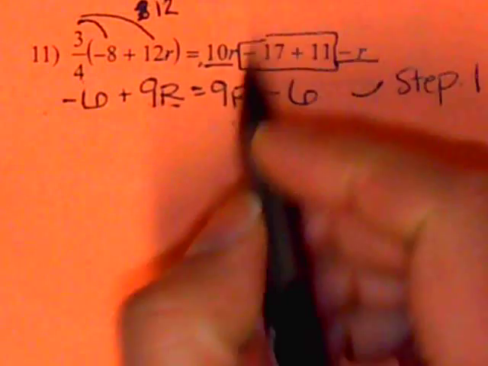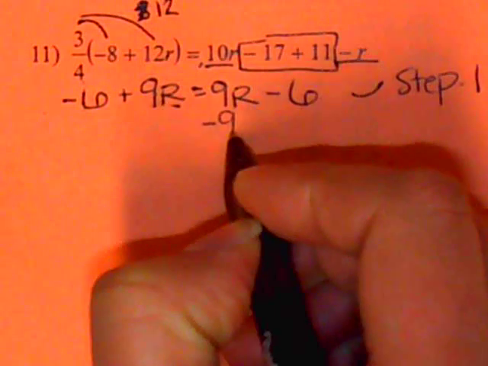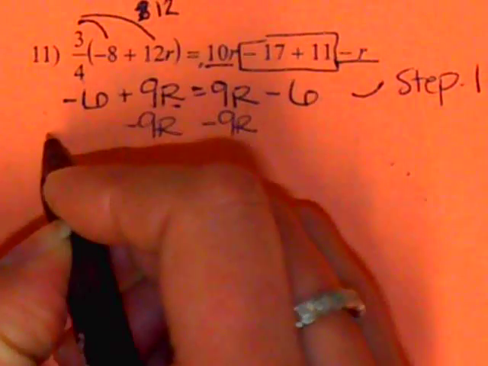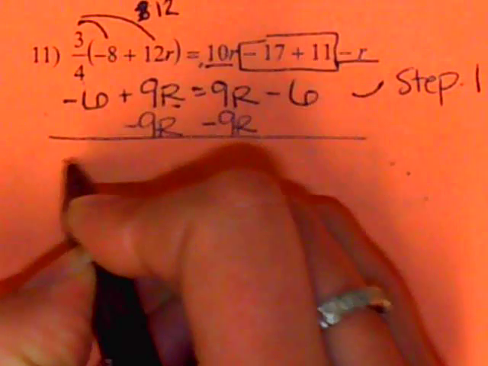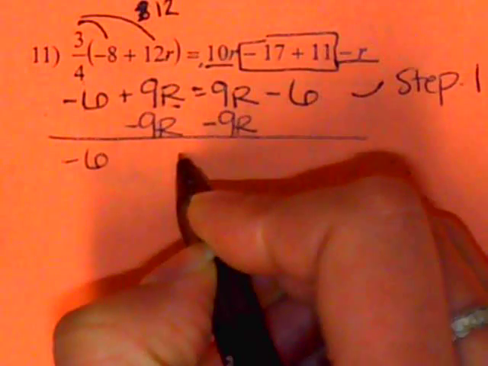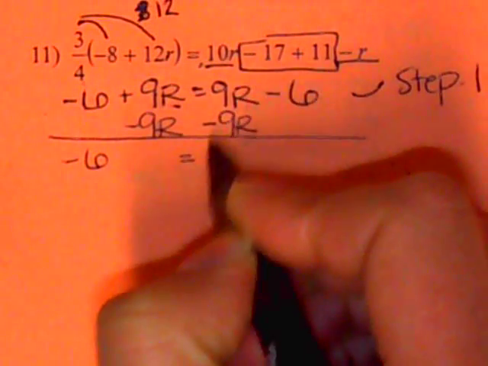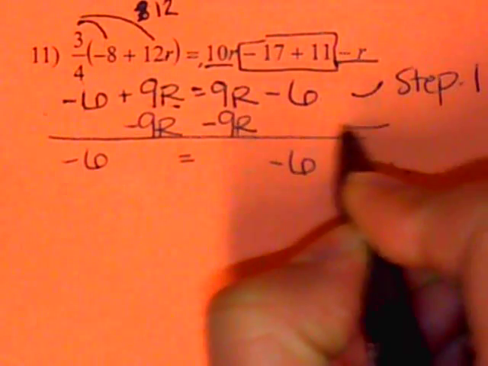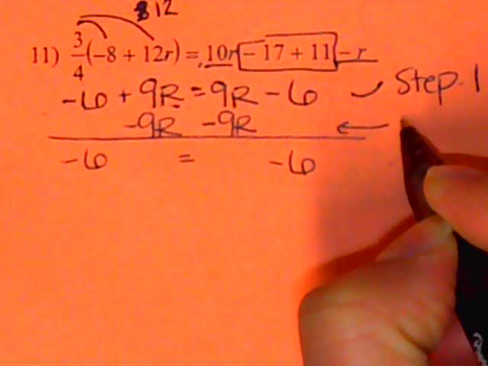They're the same number, so I'm going to minus 9R because it's a positive, and a minus 9R because it's a positive. And working left to right, I bring down the -6. 9R minus 9R, that should make 0, equals 9R minus 9R, that should make 0, and I bring down this -6. And that is step 2.